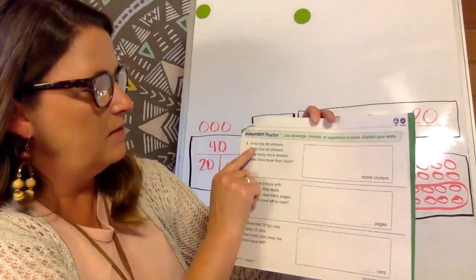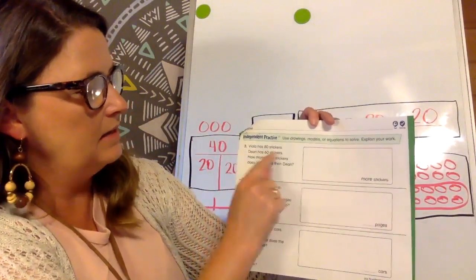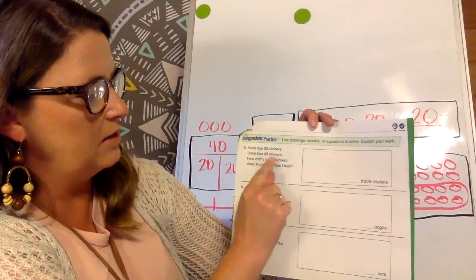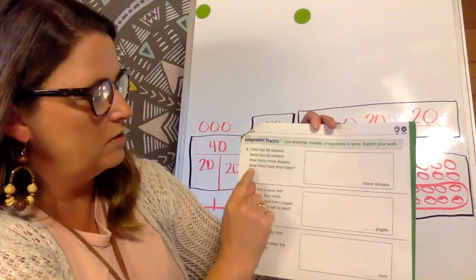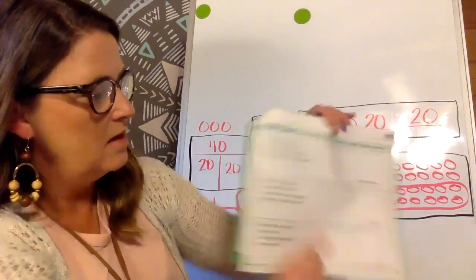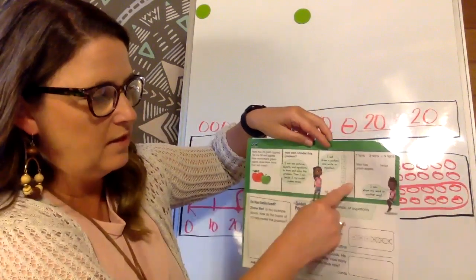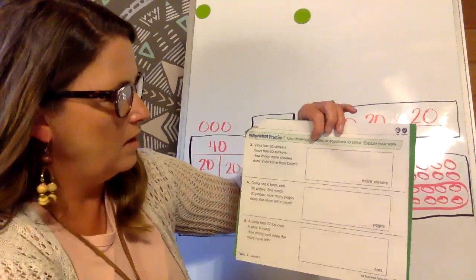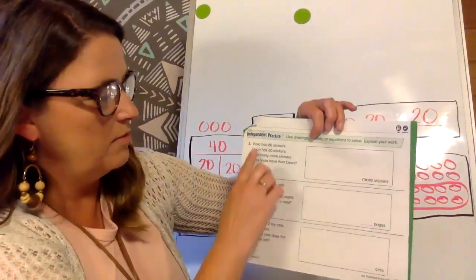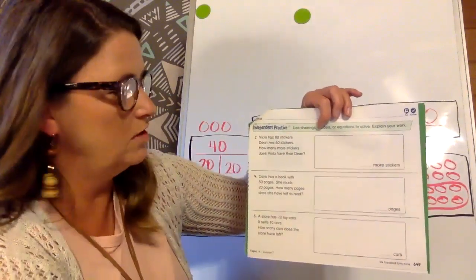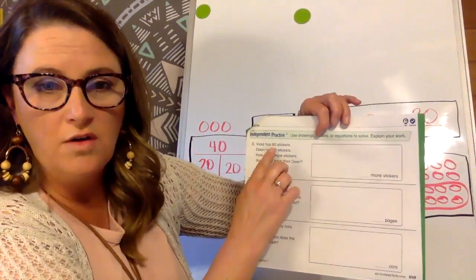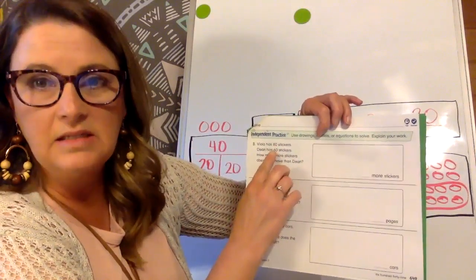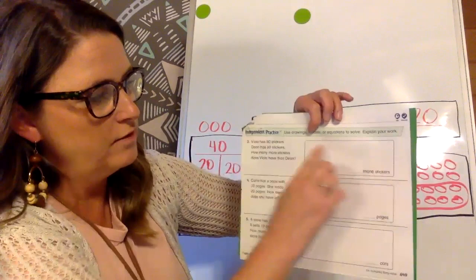Number 3 says, Viola has 80 stickers. Dean has 60 stickers. How many more stickers does Viola have than Dean? So that's very much like the green apples and the red apples, okay? So you could draw the boxes of 10 for Viola's stickers, and you could draw the boxes of 10 for Dean's stickers, and just make sure you draw enough for her that she has 80 and enough for him that he has 60. Okay, and you'll draw those over here.